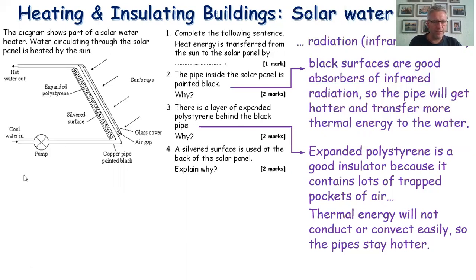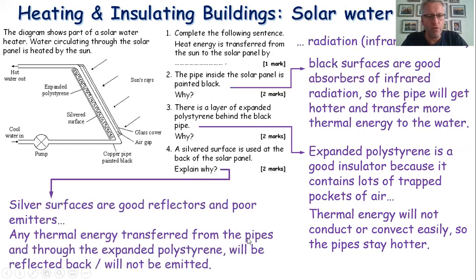Finally, a silvered surface is used at the back of the panel. Explain why. So silvered surfaces are good reflectors and poor emitters. As we said for the thermal flask, silvered surface, good reflector, poor emitter. So any thermal energy that manages to escape through the back of the pipes and through the expanded polystyrene will then be reflected back. And if it does get to the edge of the polystyrene, it won't be emitted, because silvered surfaces are very poor emitters.